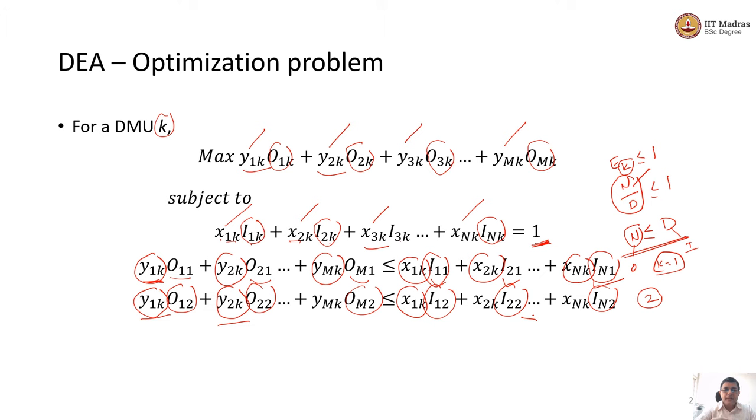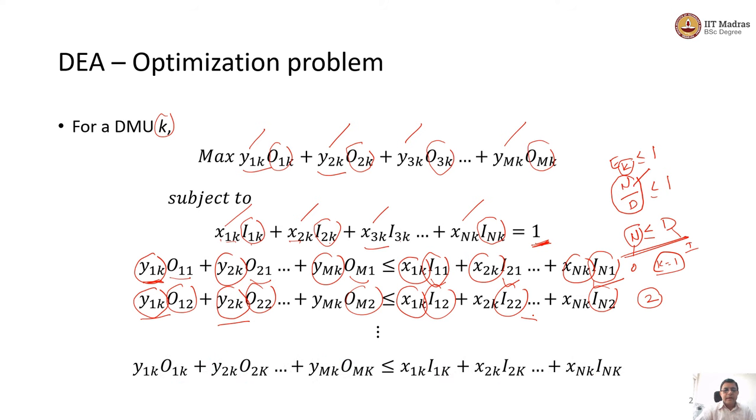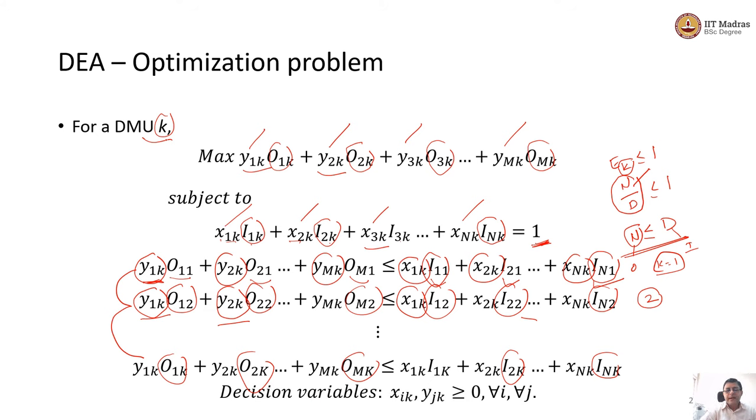Similarly, you write the constraint for DMU number 3, DMU number 4, DMU number 5, all the way to the last DMU, which is the capital K DMU, right. So the outputs are O1K, O2K, OMK, and I1K, I2K, INK are the input values. The weights, however, are still the same weights. They are the same weights used by DMUK. So this is the problem that DMUK is solving. Obviously, the decision variables are the X and Y weights used by this DMU, so XIK and YJK, right? Here is a DMUK solving this problem. Similarly, there will be an optimization problem for each DMU.